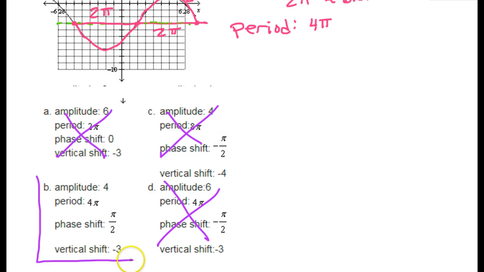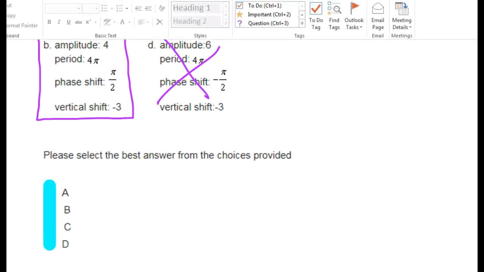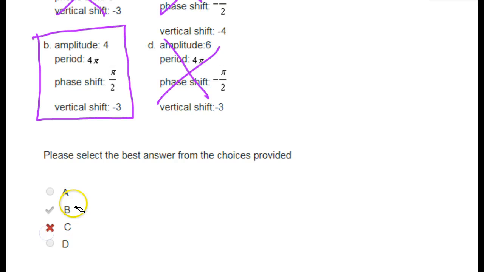So we were able to narrow it all the way down to the final answer without using the phase shift. But let's check the official answer just to make sure that we're good. And we are. So I would always leave phase shift for last because there's more than one way to calculate the phase shift. There's more than one right answer, so I try to avoid it unless I absolutely have to use it.